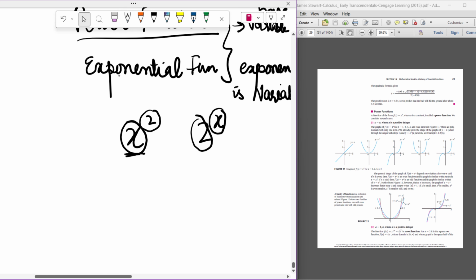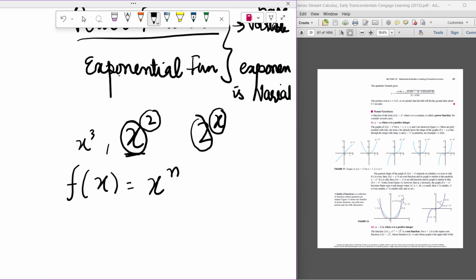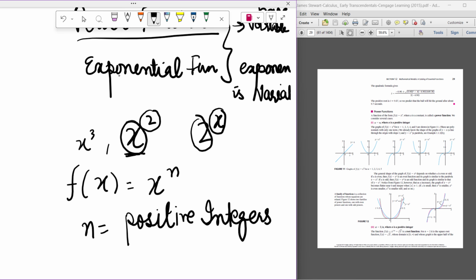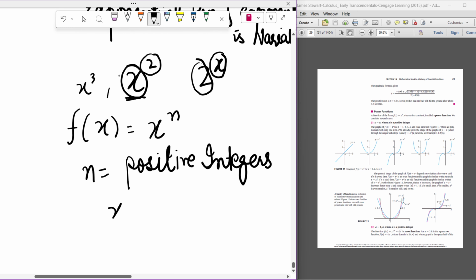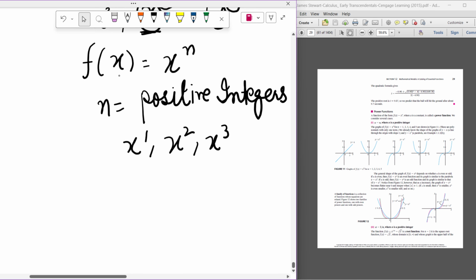So if I discuss the power function, it can be x squared, x cubed. So I can write the function f of x is equal to x power n, where n has different scenarios. The first scenario is that n can be positive integers. When I say that n is a positive integer, it means it can be x^1, x^2, x^3. So all even and odd powers are included in this case.